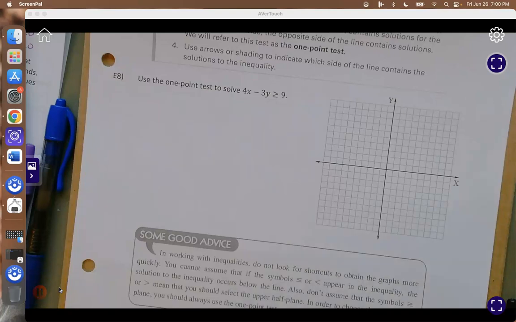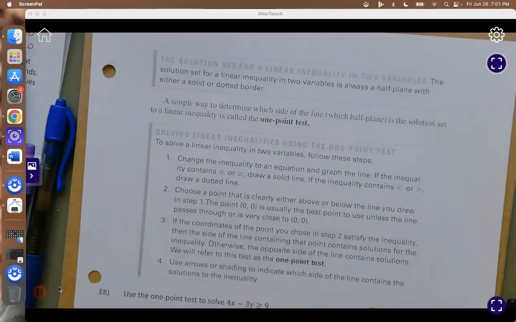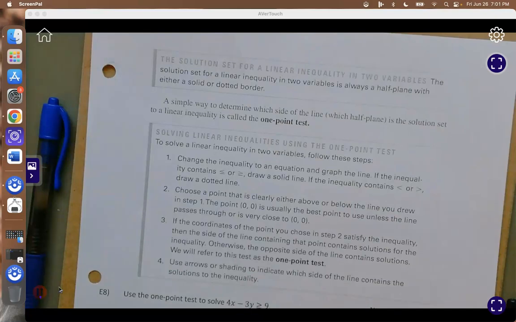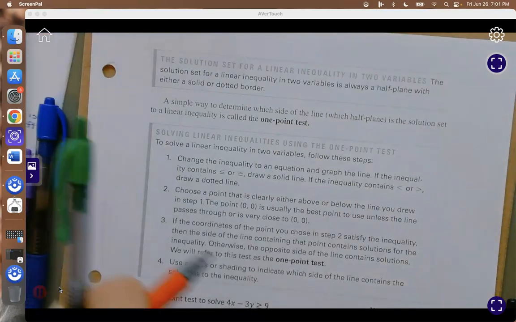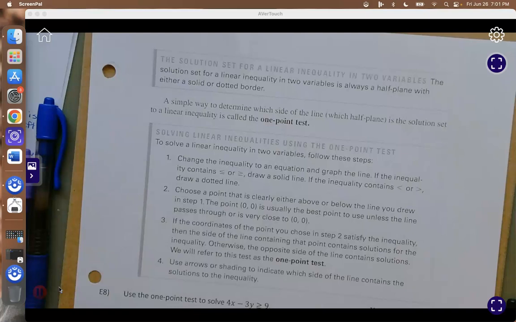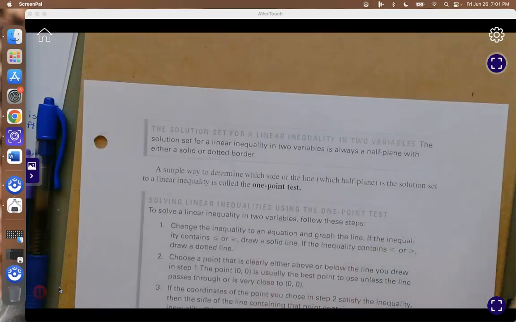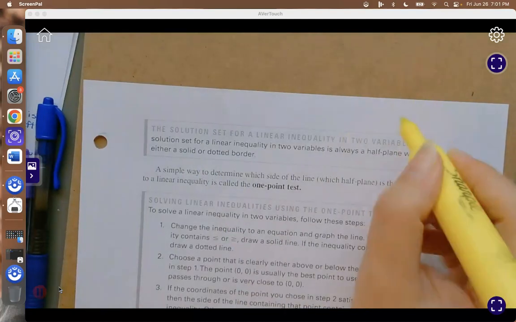Give me just a second to get to this. Now, systems of inequalities. How do we find that? Because with systems of equations, you find where they overlap. But if they're inequalities, how do you even graph an inequality? Okay, so we're going to look at the solution set for a linear inequality in two variables first, and then we'll look at the systems.